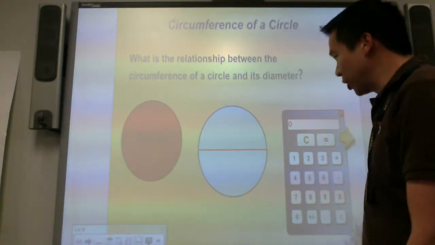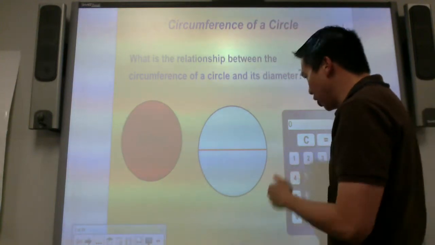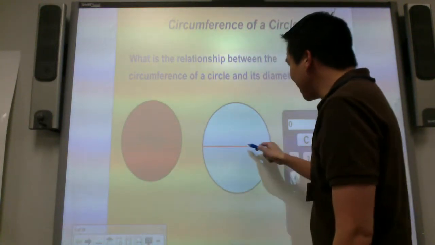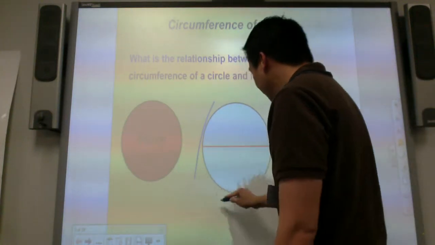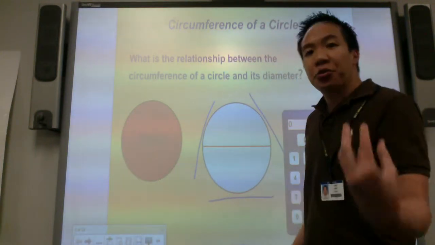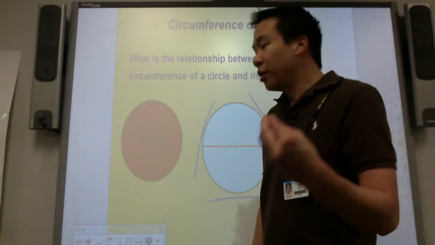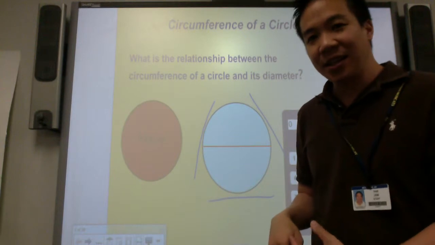So what is the relationship? Circumference is the distance around a circle. So this line right here, how many diameters will go around a circumference? It'll be about 1, 2, 3. About three diameters will make a circumference. You do have a little part left over, so it's about 3.14.